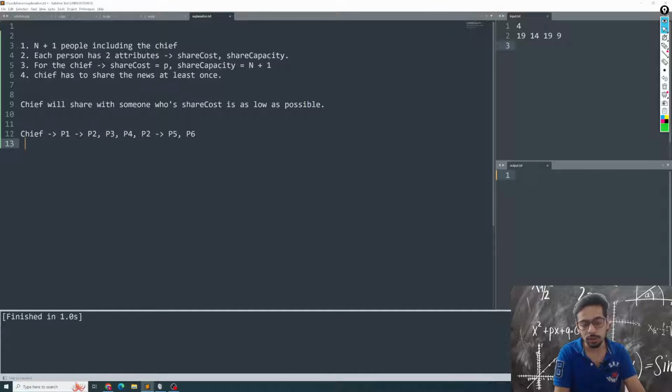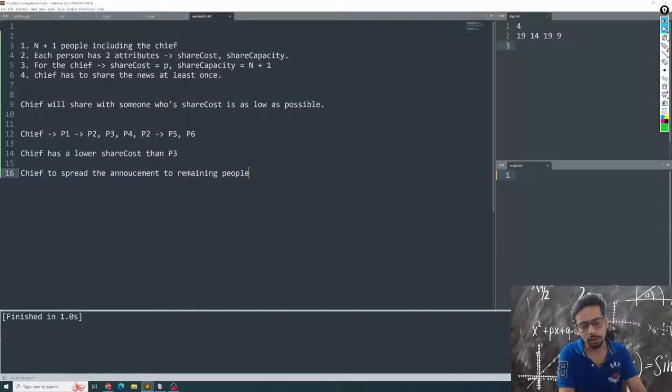It is a possibility that the chief has a lower share cost than P3. Then what will happen is, rather than using P3 to share the news further, we'll just use the chief to spread the announcement to the remaining people. And you don't need to go to other people because the chief has an infinite share capacity. So the idea is, wherever possible, try to minimize the share cost.